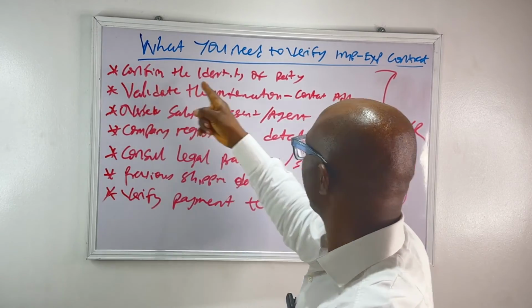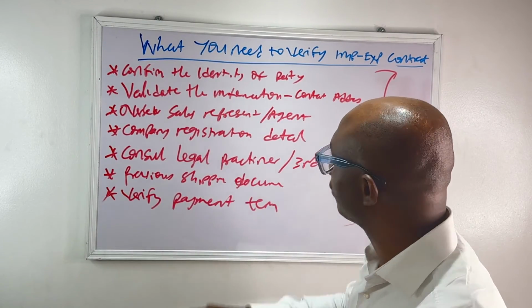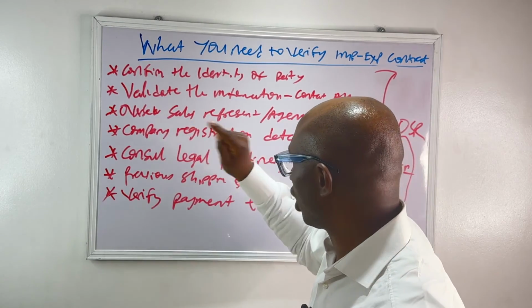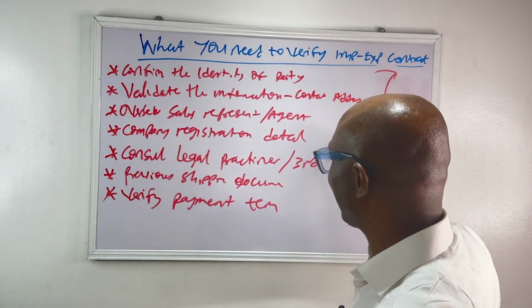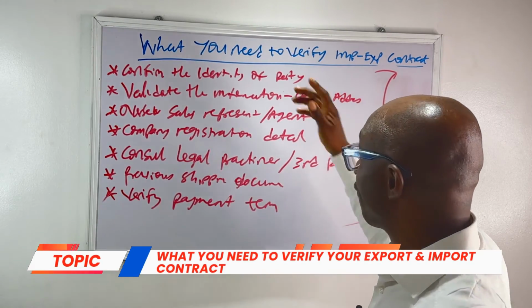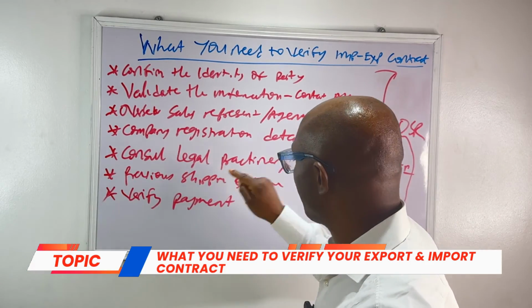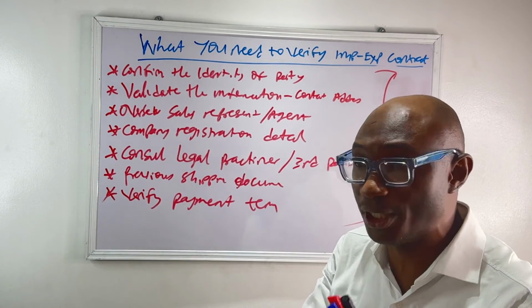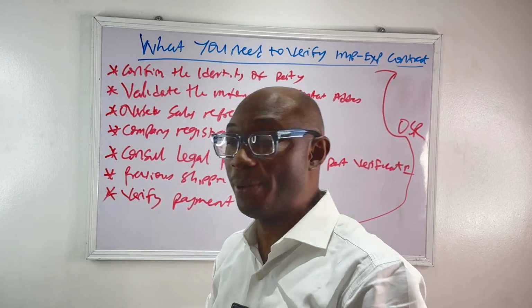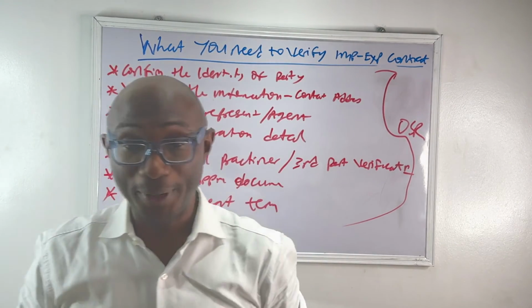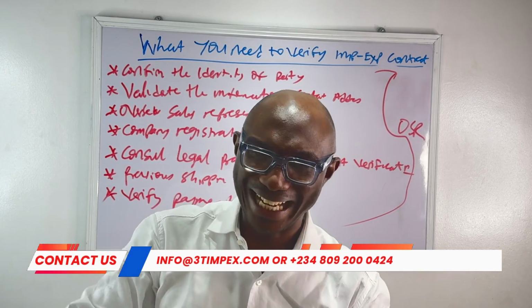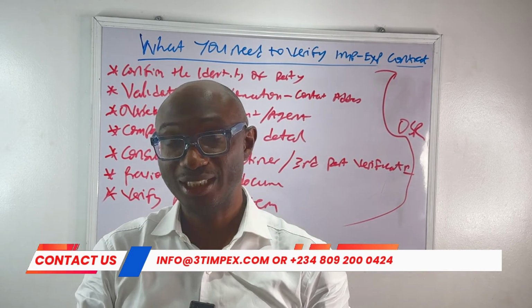Who is the company? Confirm the identity of the parties involved, validate the contact information they gave you, and validate that the company registration is correct and complete. Consult a legal practitioner or third party to verify some of this information, get their previous shipment details if you are an importer and the company is an exporter, and verify the payment terms. And you may get many other pieces of information from other people. But in my opinion, these are the things you need to do and know to validate that the person you are dealing with is not a fraudster.